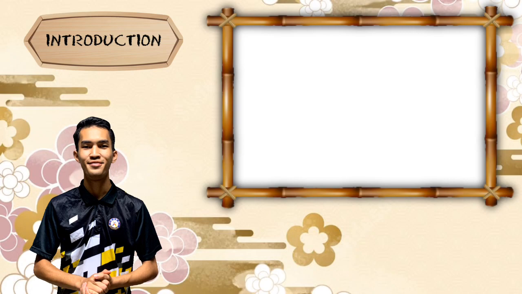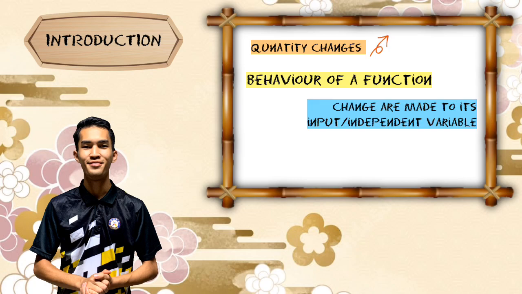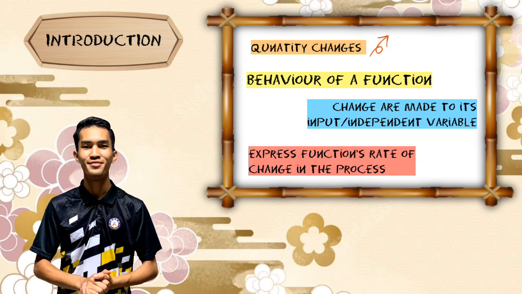Introduction. Calculus' foundational idea of differentiation deals with how quickly a quantity changes. It is an area of mathematics that focuses on the behavior of a function when changes are made to its input or independent variable. The derivative of a function, which expresses the function's rate of change with respect to its input, is found during the differentiation process.